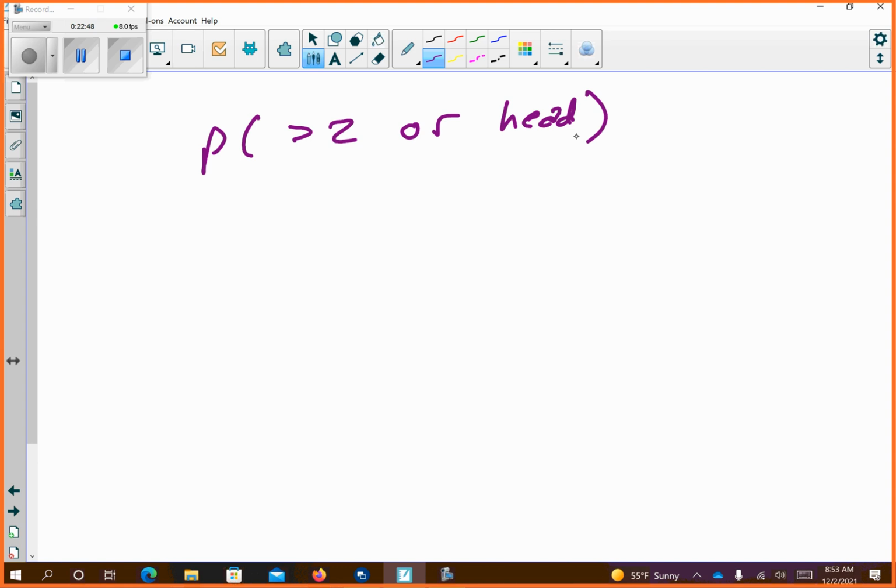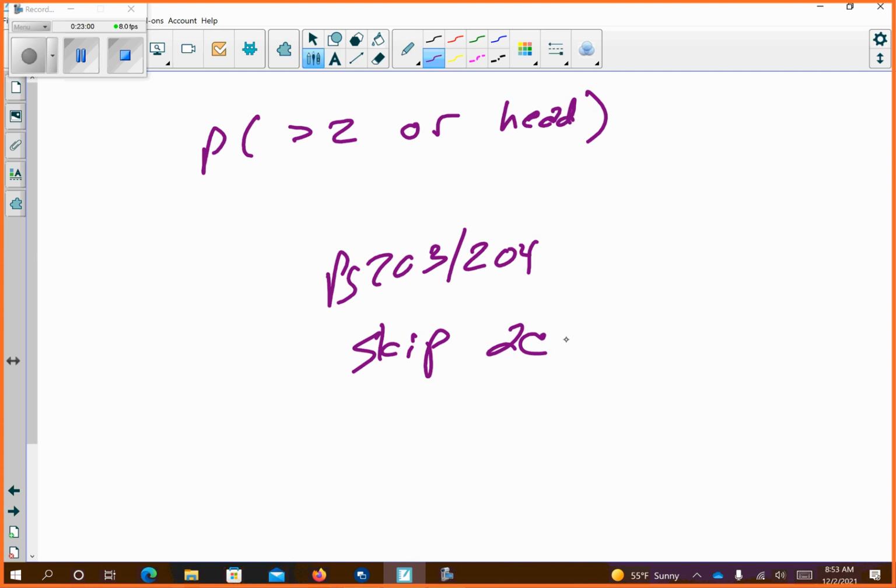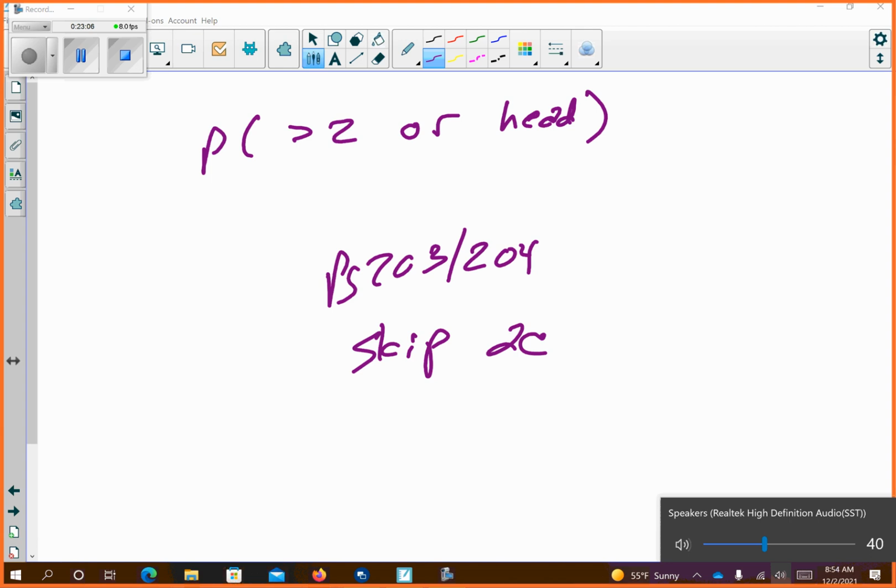All right, so the homework would be page 203, 204, and we're going to skip what? 2C, 5B, 5C. 5B, getting a heart or a diamond. And then 5C, F, and G, those all have "or."